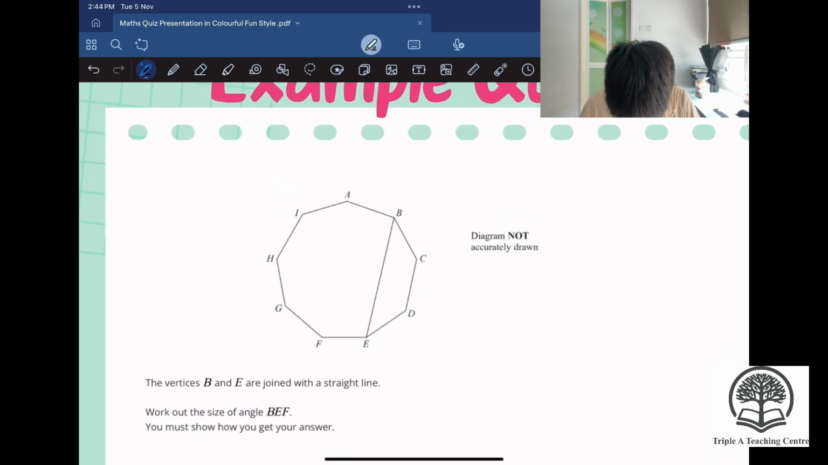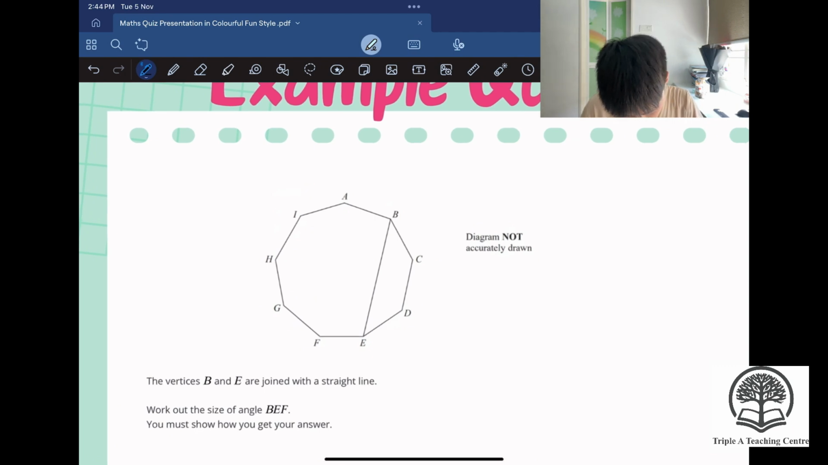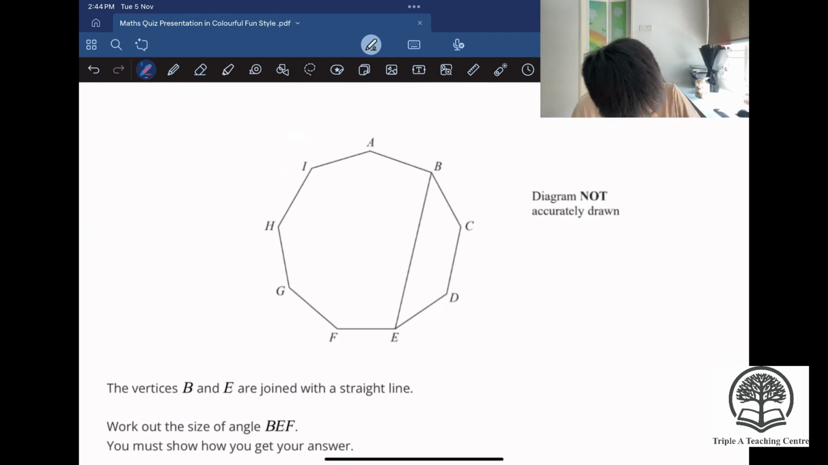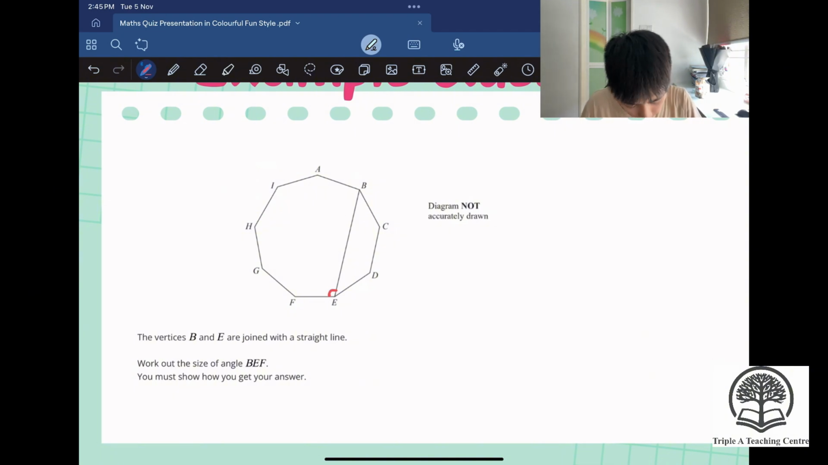Now let's see. Work out the size of angle BEF. Where's BEF? BEF is over here, right? Okay, let's label that down real quick. BEF here. So how many sides does this shape have? What type of polygon is it? Let's count. It has 1, 2, 3, 4, 5, 6, 7, 8, 9. So it's a nonagon, right? Which means that it has 9 sides. So to work out the angle BEF, the diagram doesn't really give us much information, neither does the word question.